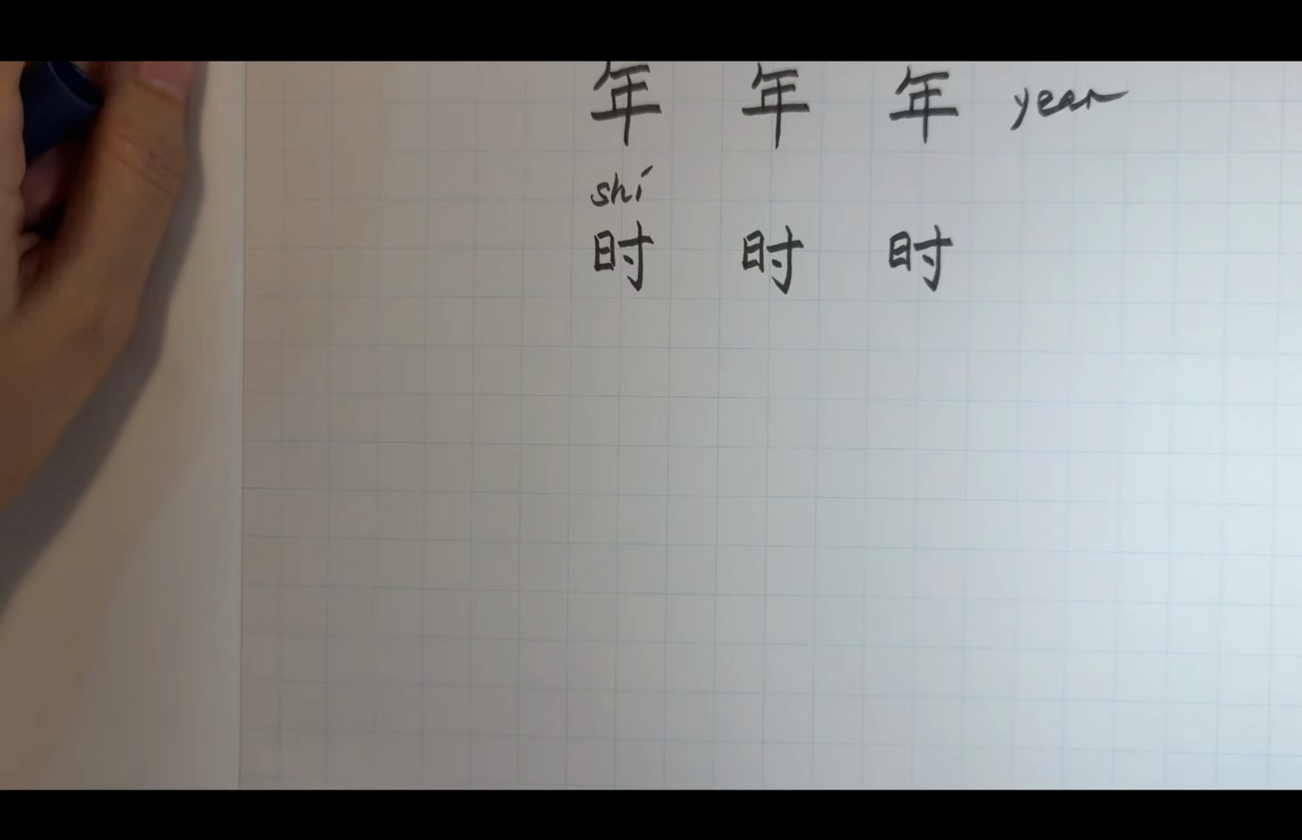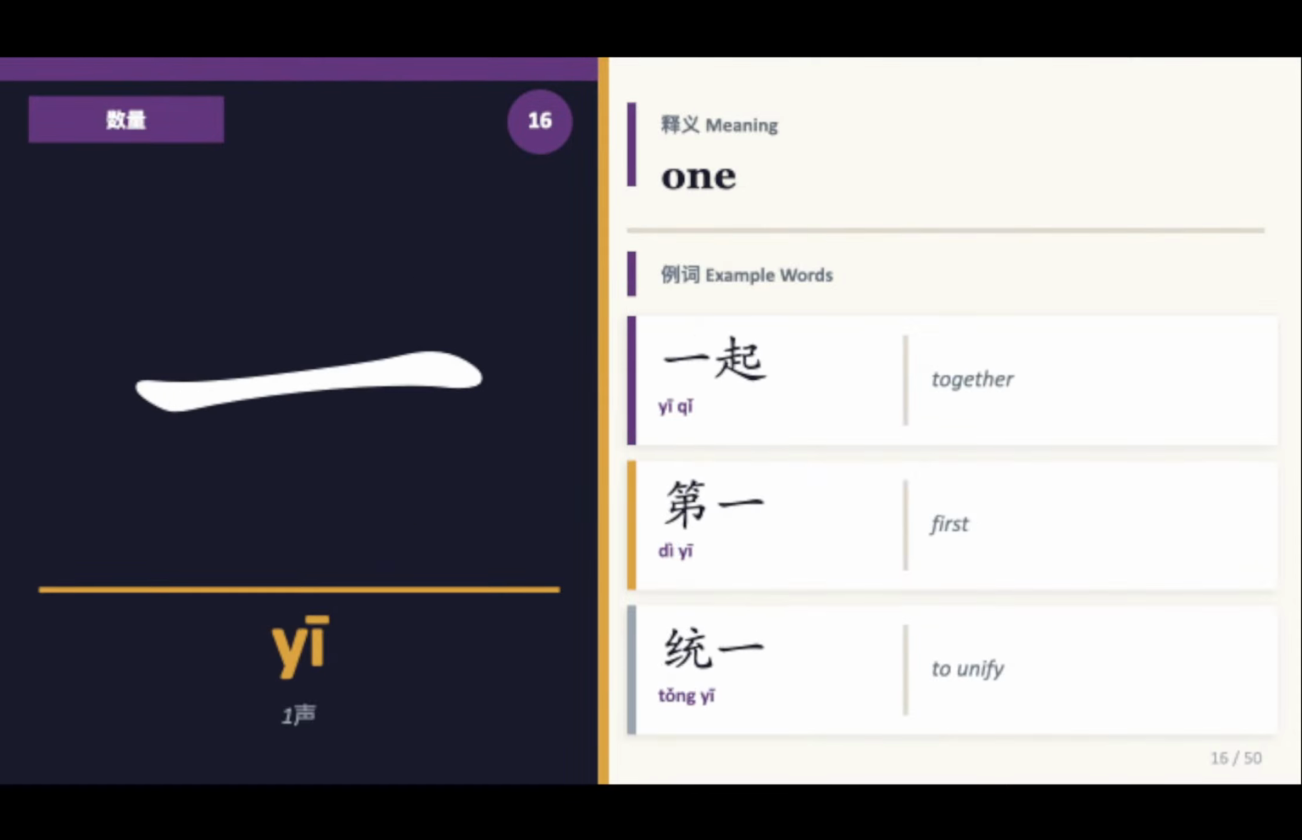Okay, and the next one. Oh, 一. This is easy. 一 is 一起 means together. 第一 is first. 统一 is to unify. 一.